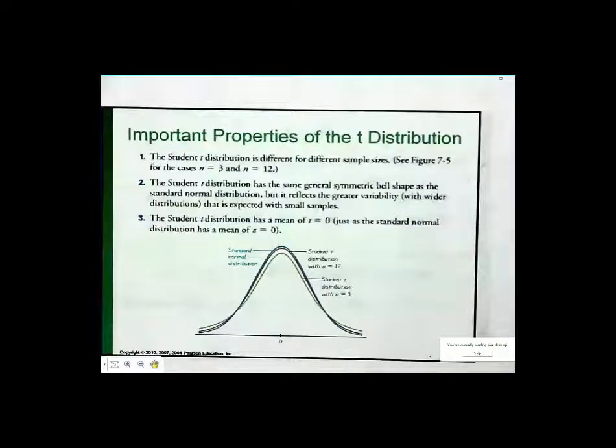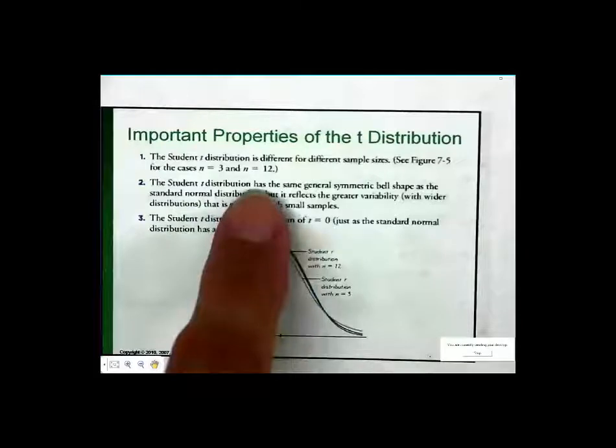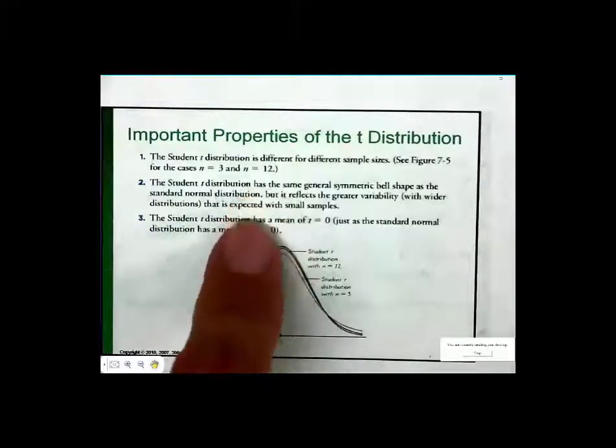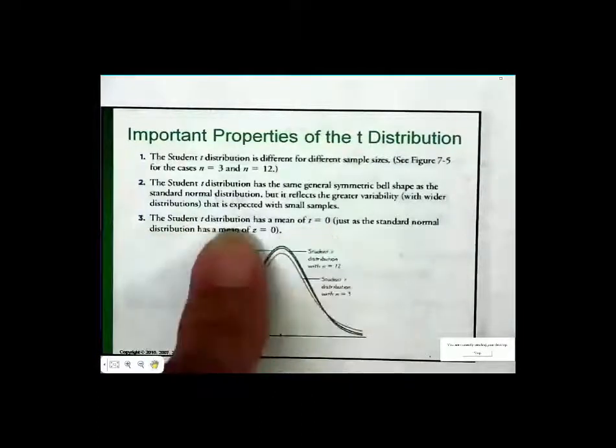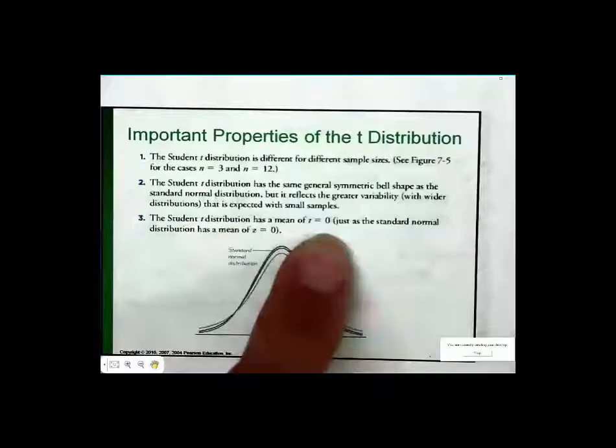Student t-distribution has the same general symmetric bell shape as the standard normal distribution, but it reflects a greater variability with wider distributions. That is expected with small samples. And the student t-distribution has a mean of t equals 0, just like the standard normal distribution has mean 0 and standard deviation of 1. The t-distribution has the mean being 0. You just call it t instead of z.